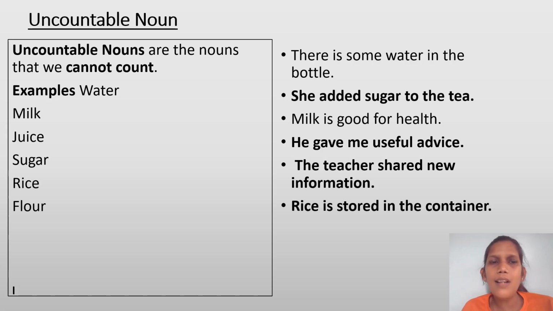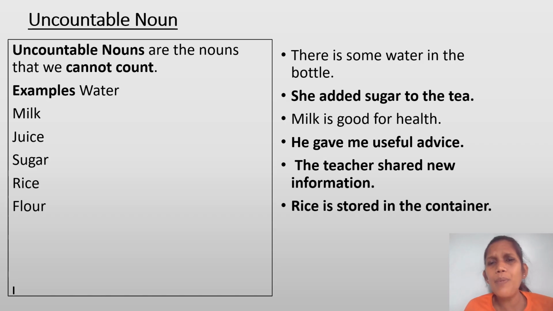Again, similarly, now the uncountable noun. This is the very last topic of the noun, right? Very last topic of the noun topic, not parts of speech. Okay? Now, uncountable noun. Uncountable nouns are the nouns that we cannot count. Examples: water, milk, juice, sugar, rice, flour. Okay, all these are nouns which you cannot count.